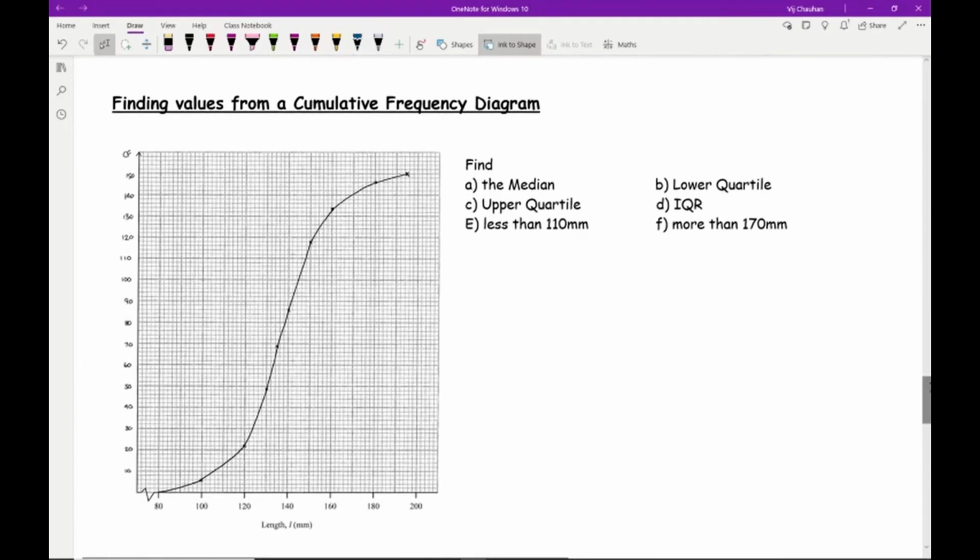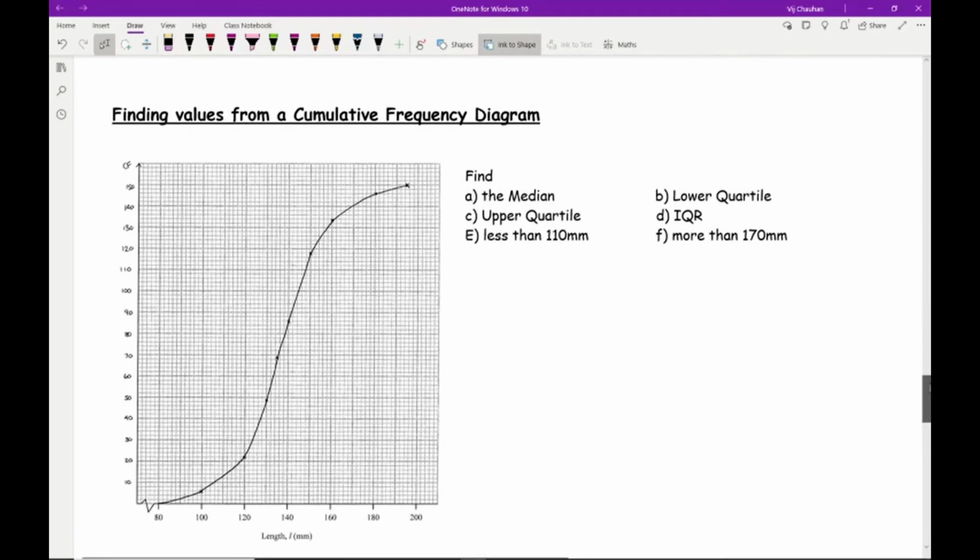So we're going to take the same diagram that we've drawn, and use this to work out the median, the lower quartile, the upper quartile, the IQR, the number of values less than 110 and more than 170. These questions are incredibly popular when it comes to high level cumulative frequency diagrams. So let's have a look at working this out.